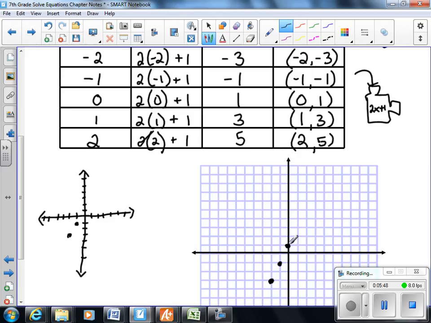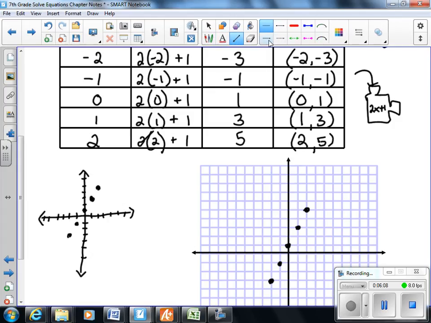Now I have 0, 1. Okay, so I stay at 0 and I go up 1. 1, 3. And 2, 5. What do you notice? In a line, that's correct.